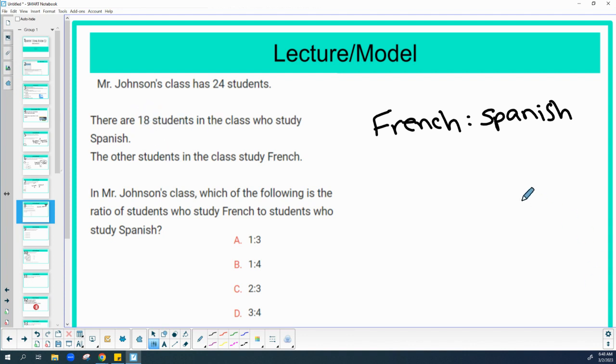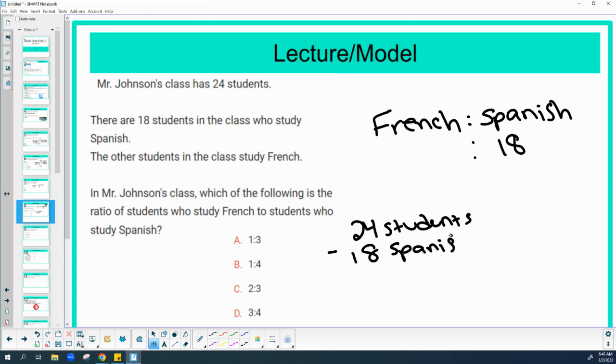It says here in the problem that 18 students study Spanish, so that's going to be my second term. Now, it does not directly say how many study French, but I can figure that out. If there are 24 students minus the 18 who speak Spanish, that means that 6 study French because it says that the rest study French. So that leaves 6 to 18.